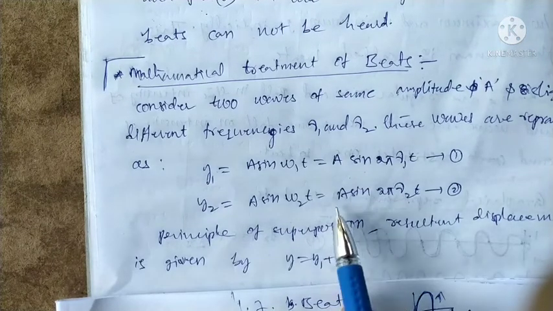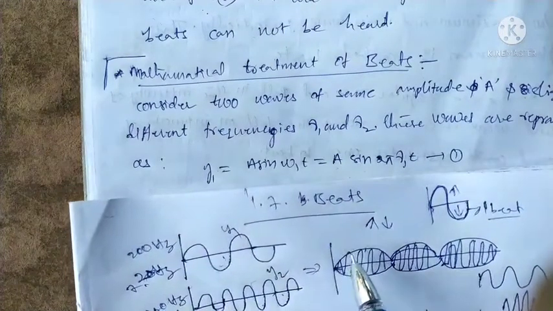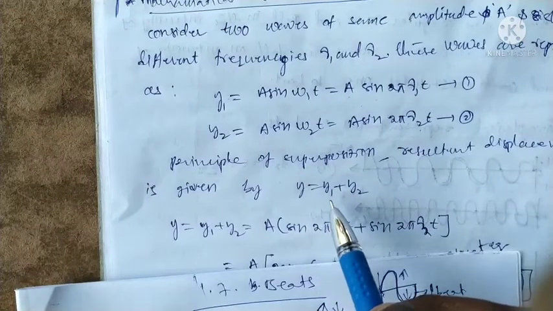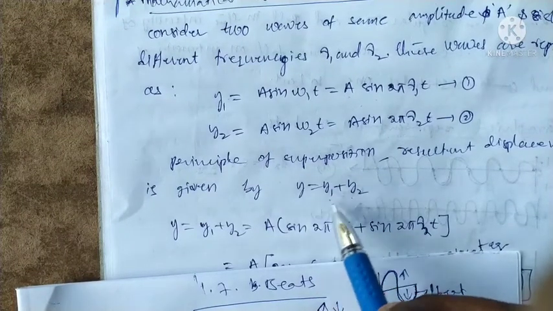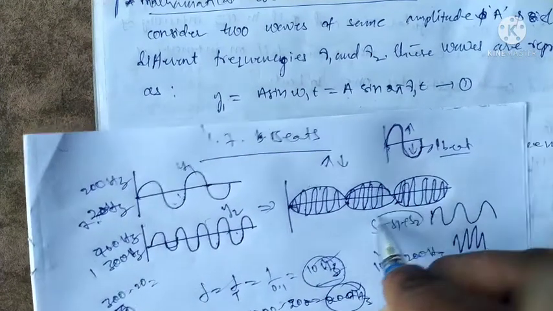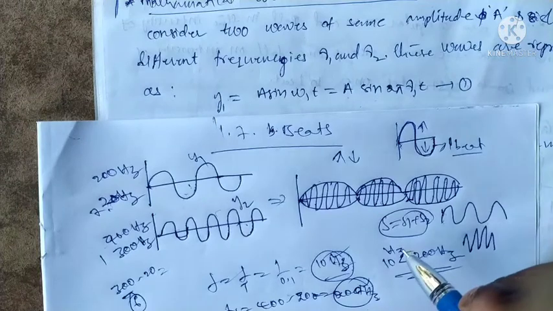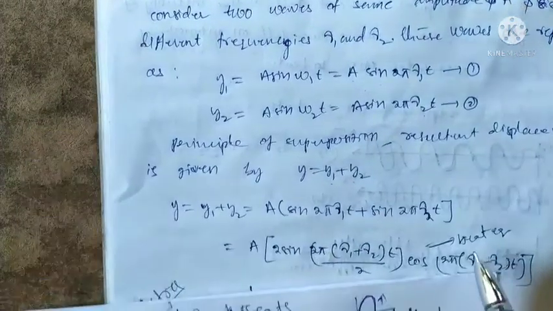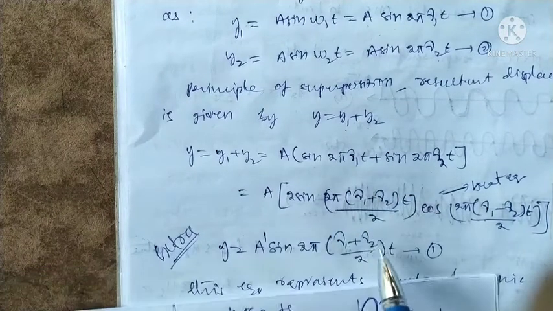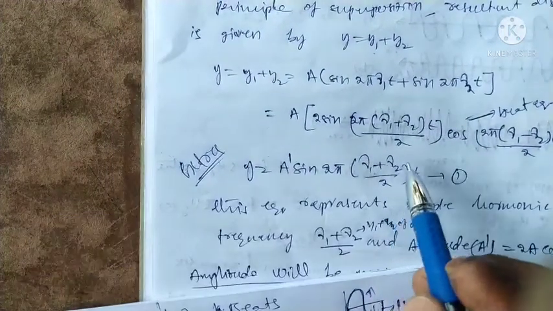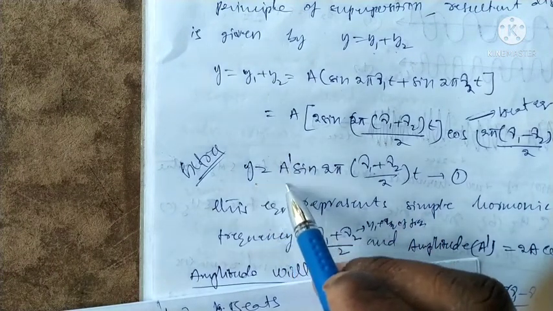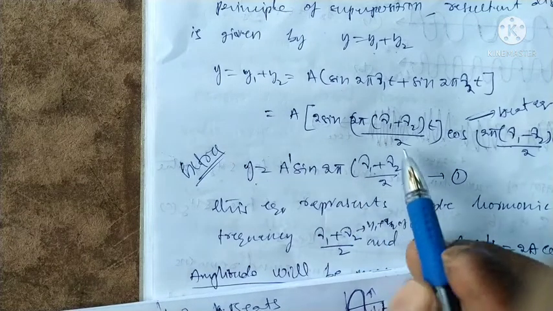They undergo superposition. By the principle of superposition, the resultant y is equal to y1 plus y2. In textbooks, s is equal to s1 plus s2. We can write the displacement equation in the form of s or y. We can simplify these two equations and get the solution: the resultant wave equation is y equals A dash sin 2 pi nu.